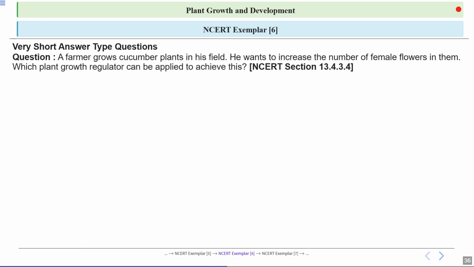Next question. A farmer grows cucumber plants in his field. He wants to increase the number of female flowers in them. Which plant growth regulator can be applied to achieve this? So they are talking specifically about the cucumber plant, right? This question is coming from NCERT section 13.4.3.4. Let us see the answer of this question.